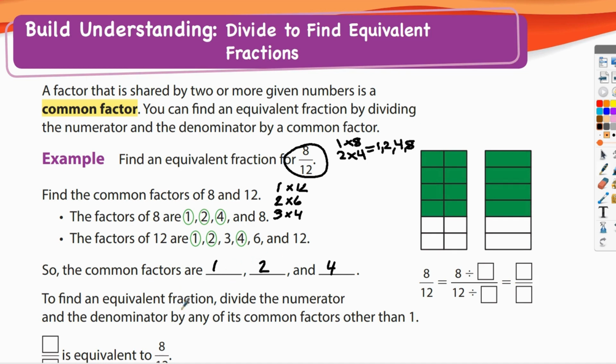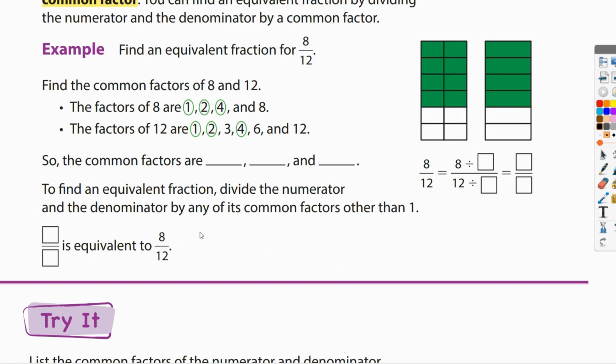So I need to find an equivalent fraction. To find an equivalent fraction, divide the numerator and the denominator by any of its common factors other than 1. That's a really important one. We don't divide by 1, okay? Because remember, we're really starting at any other number but 1, okay? So again, to find an equivalent fraction, divide the numerator and the denominator by any of its common factors other than 1.